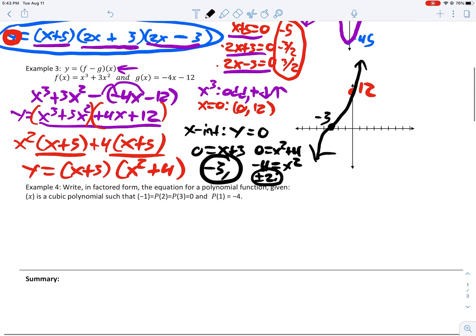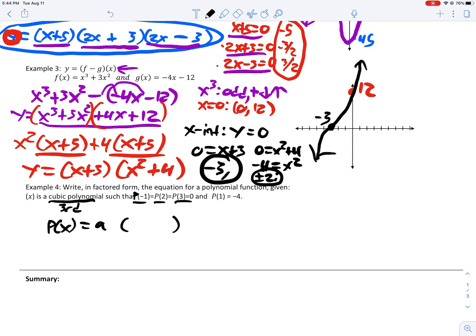And then the last example is a review from earlier in the unit. So we're going to write the equation in factored form. It says it's a cubic. So remember that would be to the third degree. There's a p missing, so there should be a p there. So you have 1, 2, 3 zeros, 3 roots. So those are your x-intercepts. So p of x equals a. So I'm going to have 3 grouping symbols because I have 3 zeros.